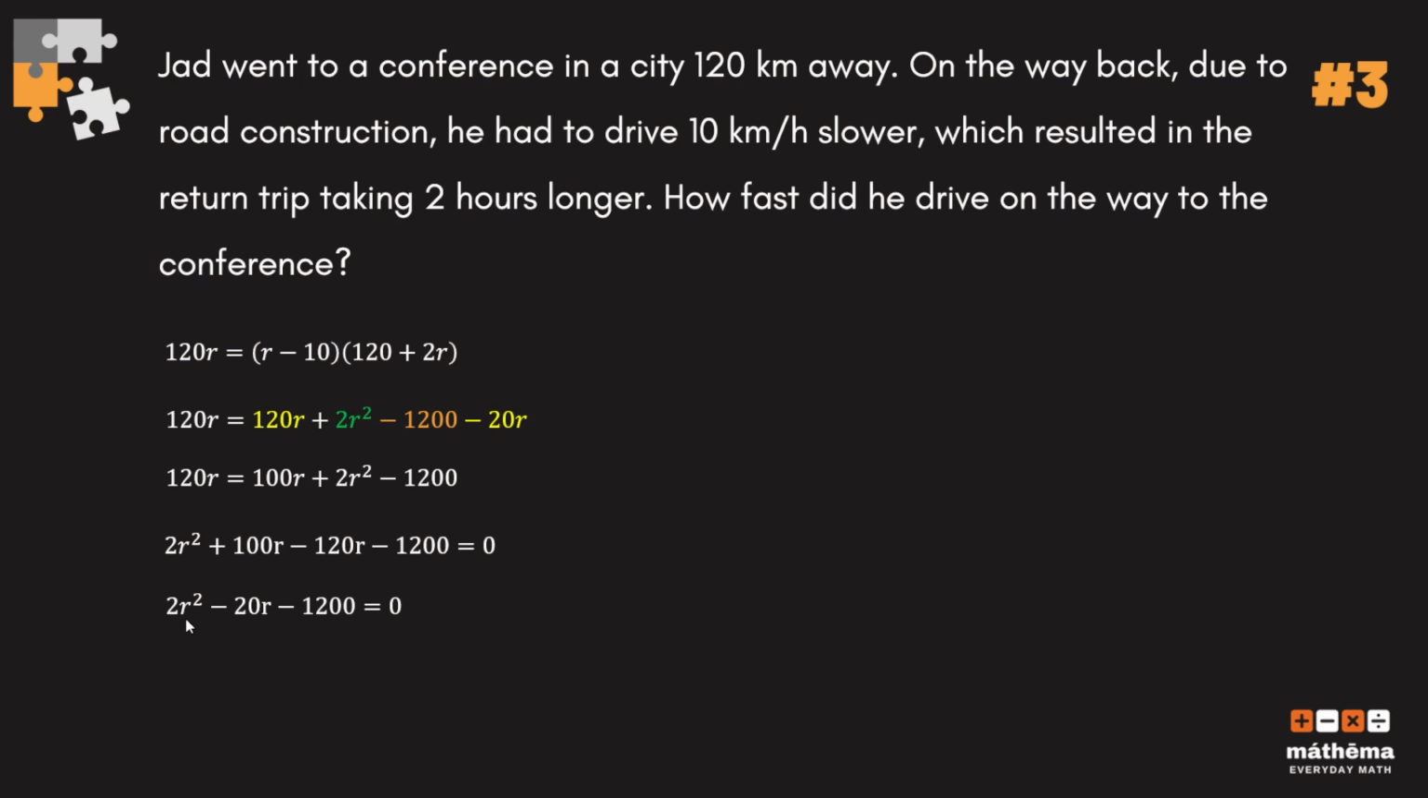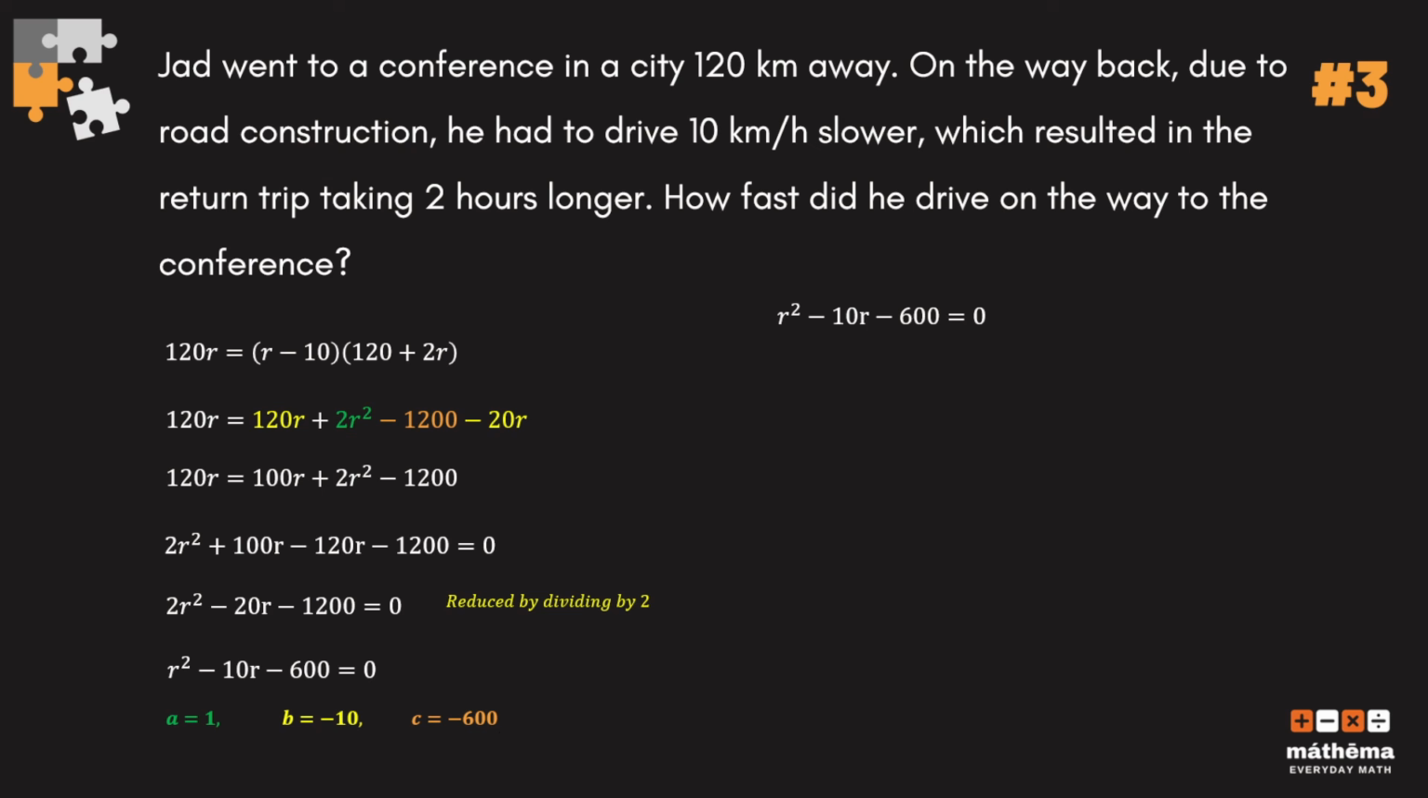Notice that this equation can be reduced by dividing it by 2. So divide everything by 2, we will have r squared minus 10r minus 600 is equal to 0. And again, this is now a quadratic equation. So to solve for r, I will be utilizing the AC method. First, we will identify our a, b, and c. A is 1, b is negative 10, c is negative 600.